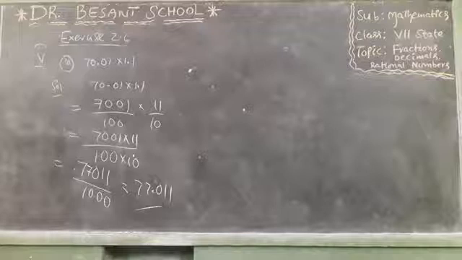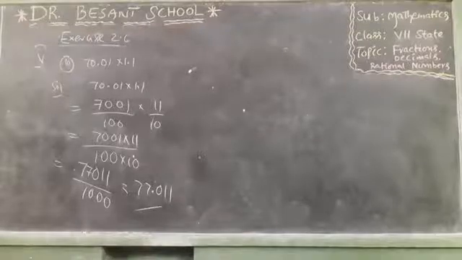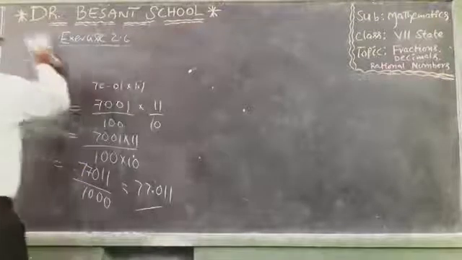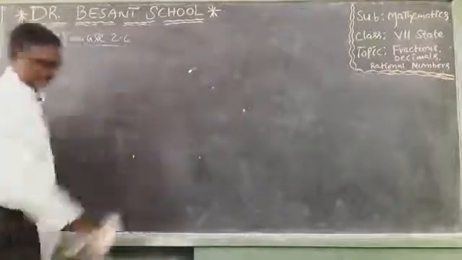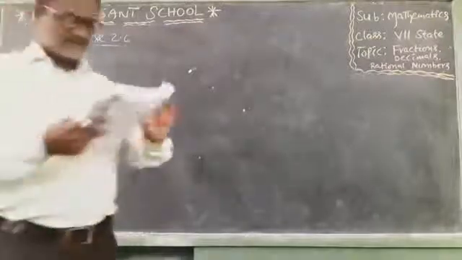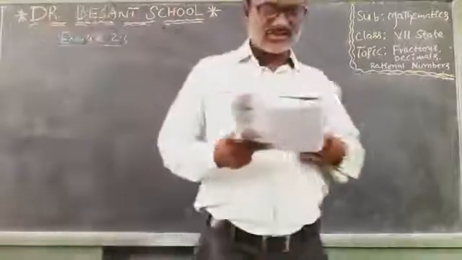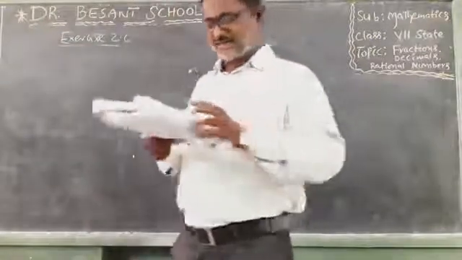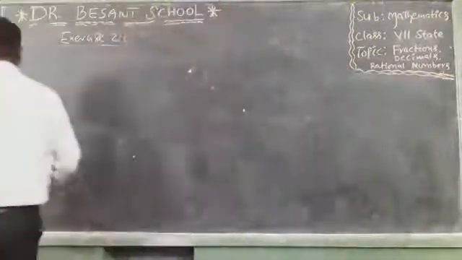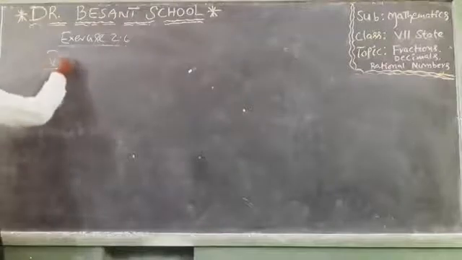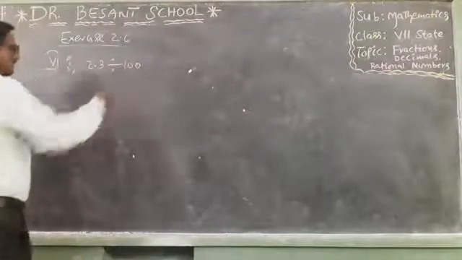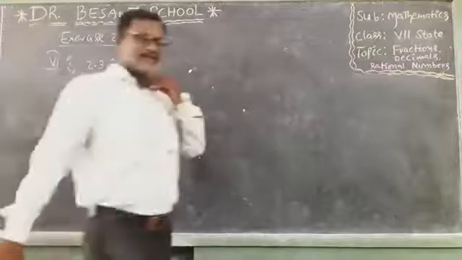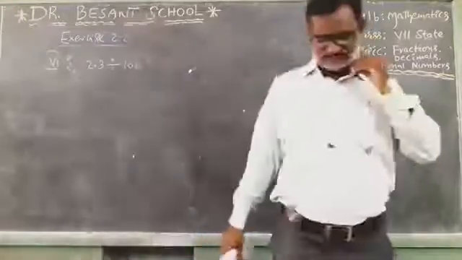Okay, children. So these are all the problems from Roman number 5. Yes, children. See the textbook. Come to the next, Roman number 6. That is sixth Roman. Solve the following. First one, 2.3 divided by 100. Solve the following.